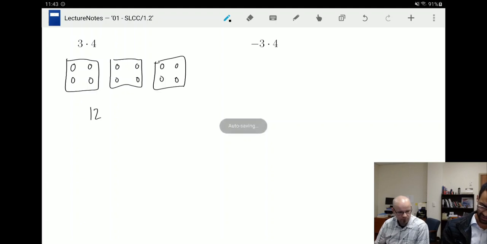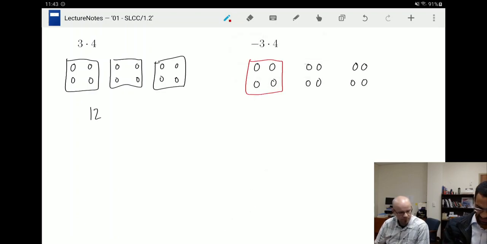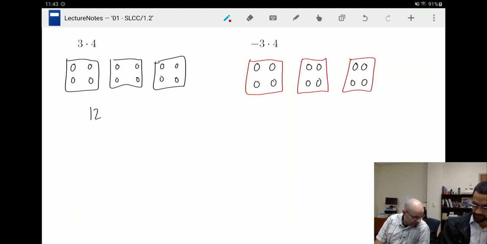Okay, so let me say that again. So I have 3 groups of 4. And I'm going to use a red box to indicate I'm doing the opposite. So I want the opposite of 3 groups of 4. So we negate.